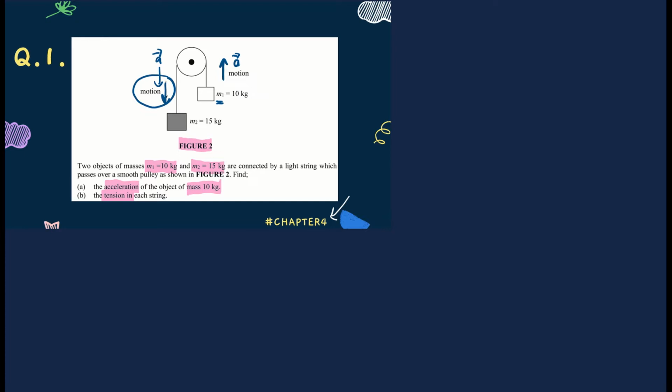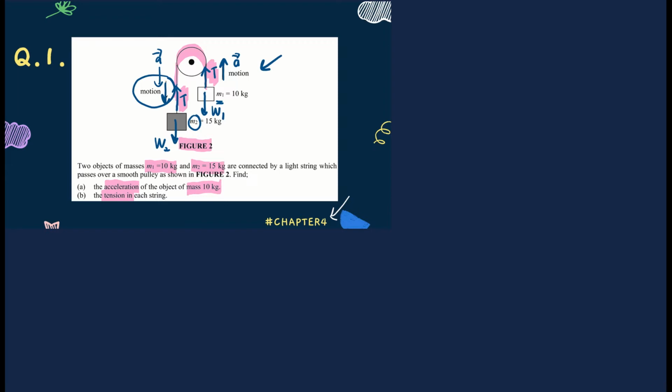Okay, so the first question is to find acceleration. The first thing to do is we draw the forces acting on the two bodies. If we focus on M2, we have weight, which to make it different we write as weight 2, and also we have tension. Remember, the direction of tension is always outward from the object. For object M1, we also have weight W1, and also tension, again outward from the object. In our case, the tension here and here are the same because they share the same string.